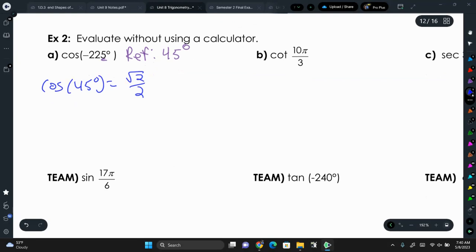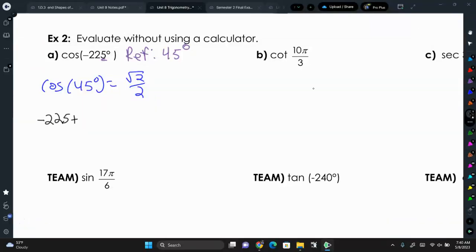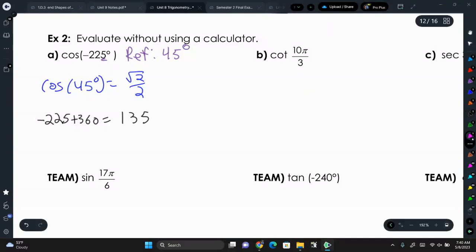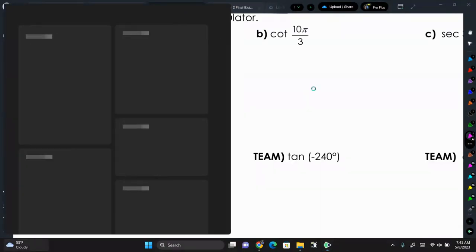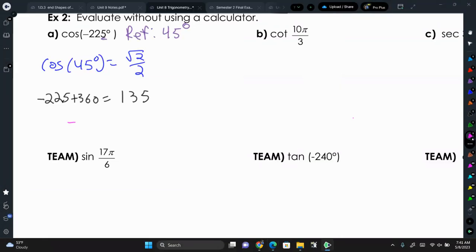But now we have to figure out what quadrant we are in. We can always take our angle and add or subtract a circle. So I do that and I get 135. Well, 135 degrees is in quadrant number 2, where the x coordinates are negative and x values go with cosine. So the value of cosine of negative 225 degrees is negative square root of 2 over 2.